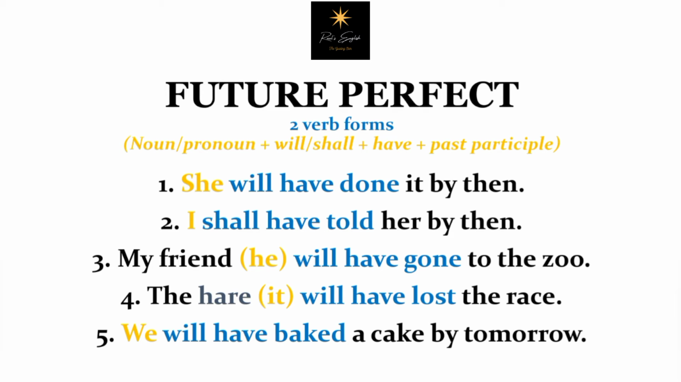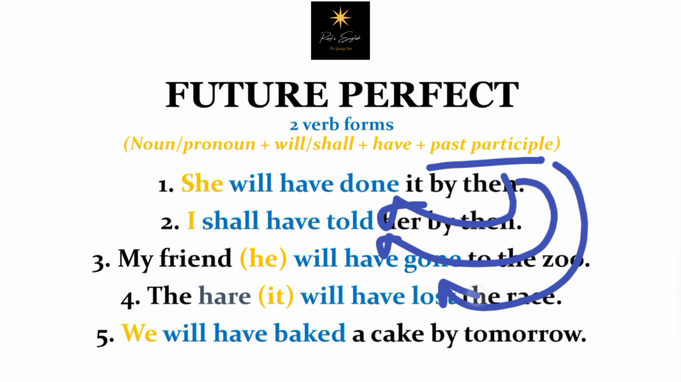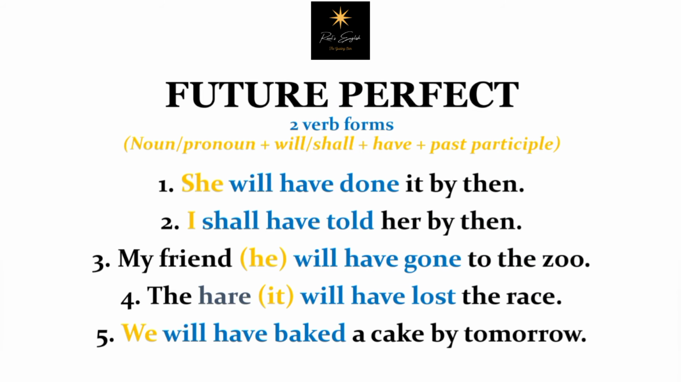Okay, so the future perfect has 2 verb forms. You get future and perfect, hence 2 verb forms. So the noun or pronoun, the will or the shall, the have, and the past participle. So the past participle of do is done, of tell is told, of go is gone, of lose is lost, and of bake is baked. So let's look at number 1.